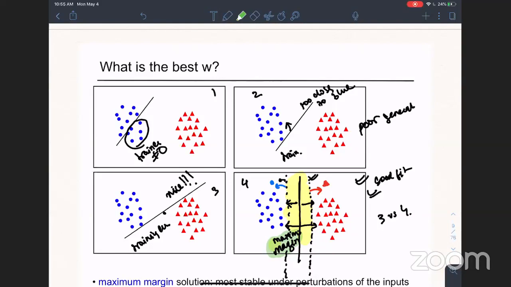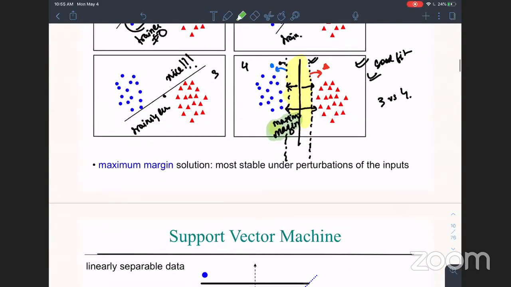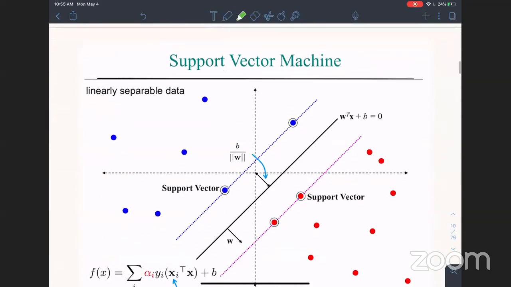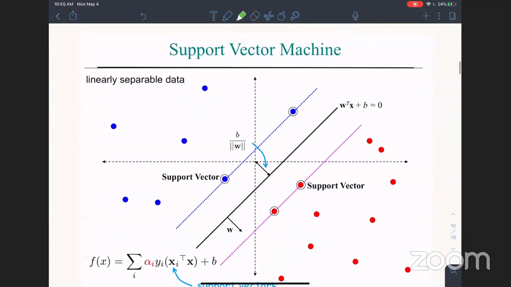Okay, great. So that's what it was, right? Maximizing the margin solution, because it's more stable under some perturbations of the inputs, right? Because you do have to take into account that inputs can have some kind of outliers here and there, right? So that brings us to what support vector machines is.